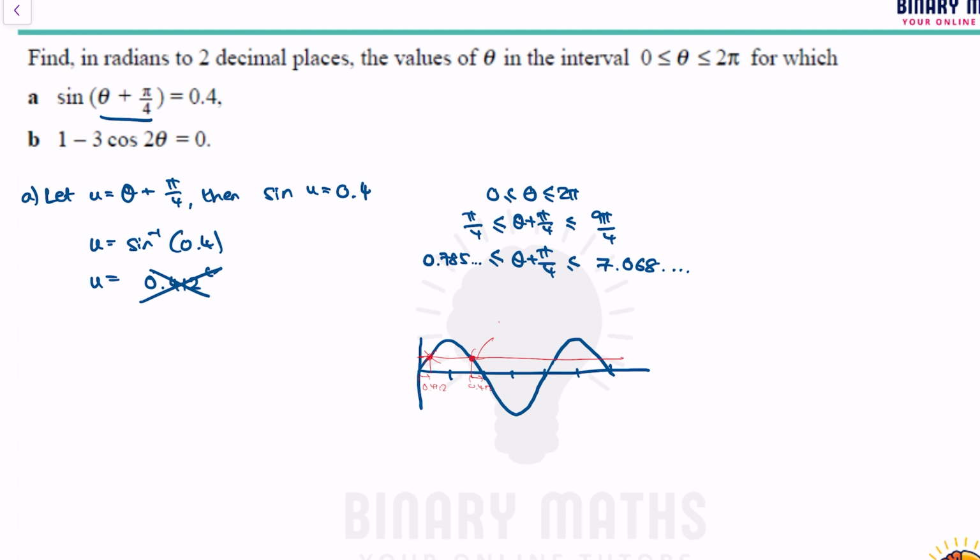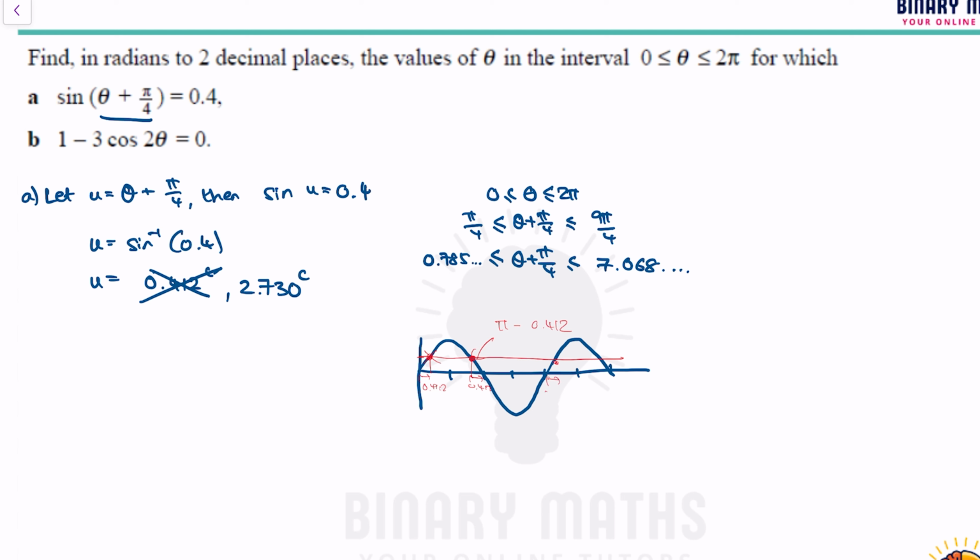So to find this one, it's pi take away 0.412, which gives me a value of 2.730 radians, which is within my range. Okay, I need to find the next one, which is here.